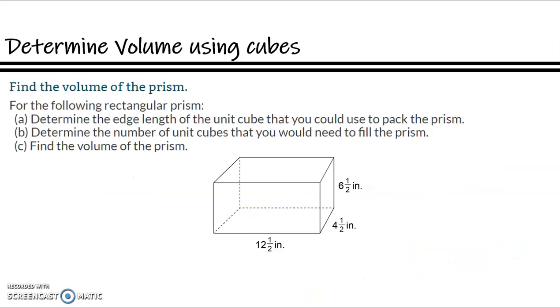So how do we do this when it comes to fractions? For this rectangular prism, you're going to determine the length of the unit cube that you would use to pack the prism, determine the number of unit cubes that you would need to fill the prism, and then find the volume of that prism. Because all of these are not whole numbers, I'm going to fill this with half cubic inch cubes, which means I have to figure out how many 1/2 it takes to fill 12 1/2.